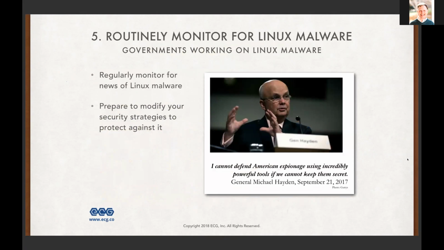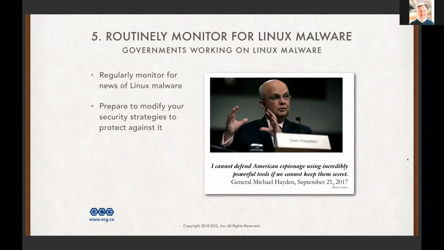And you want to routinely monitor for Linux malware. So this is lesson number 5. This is a moving target. In a lot of our systems, like I mentioned, Linux is at the heart of our core infrastructure.